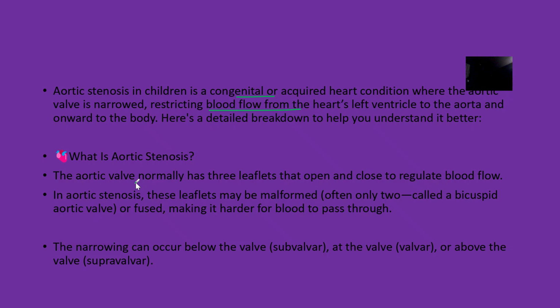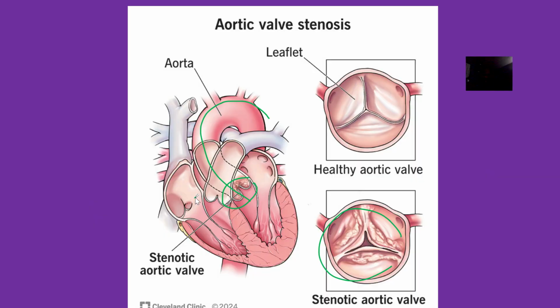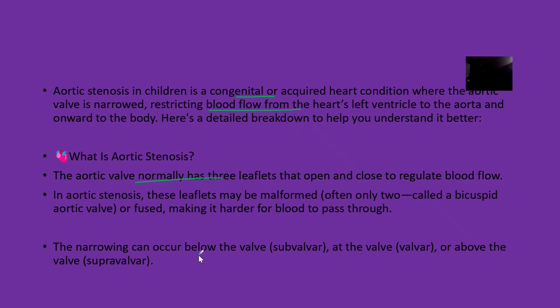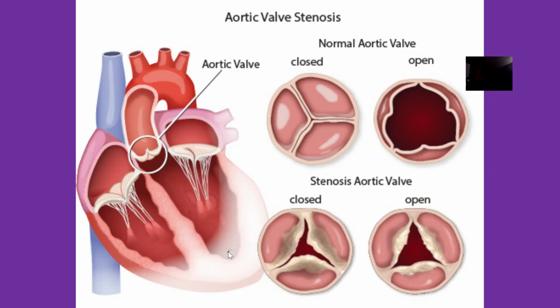So the valve is normally very elastic. You understand? So in the stenosis, the valves are malformed, so it is very hard for blood to pass through them. Do you understand? The narrowing can occur below the valve, that's subvalvular. It could be valvular, or above the valve, that's supravalvular. Do you understand?